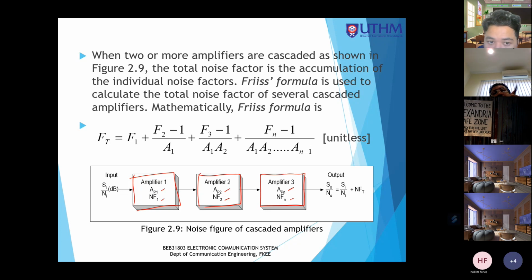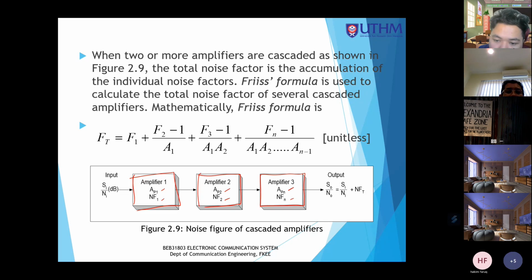Okay, so now the issue is how can we find the total noise factor produced by the cascaded system? Macam mana? Adakah kita nak kira satu persatu, which is very tedious works, or we can calculate using a simple equations? Okay, so this is the equations to calculate the cascaded amplifiers, to calculate the noise factor.